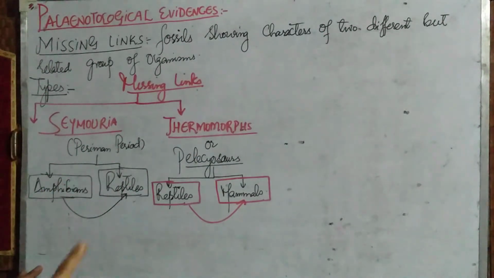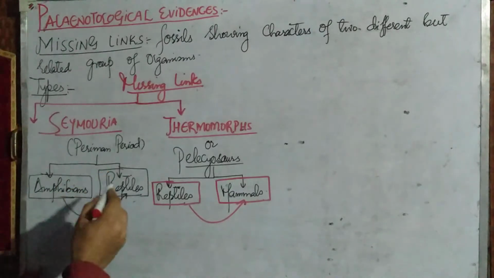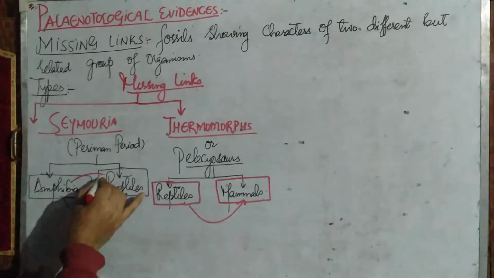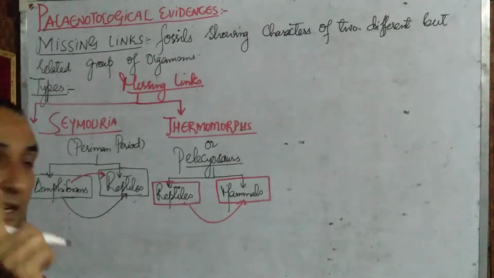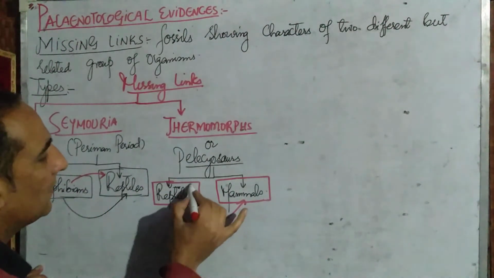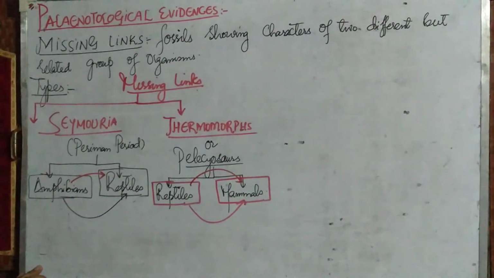So again we say the Seymouria makes us understand that the reptiles have evolved from the amphibians, and the pelycosaurs or the thermomorphs make us understand that basically the mammals have got evolved from the reptiles. So these are the two types of the fossil evidences.